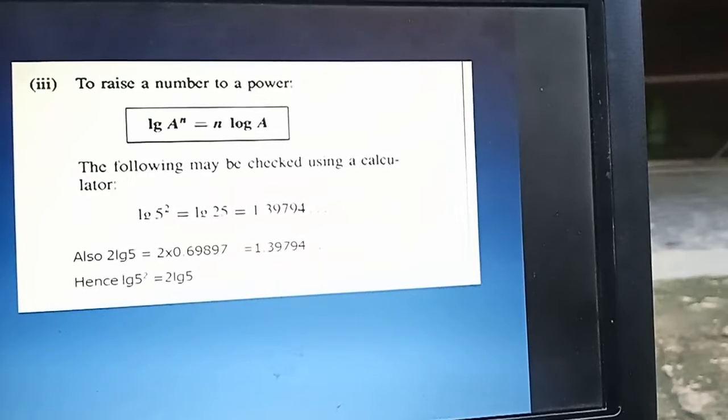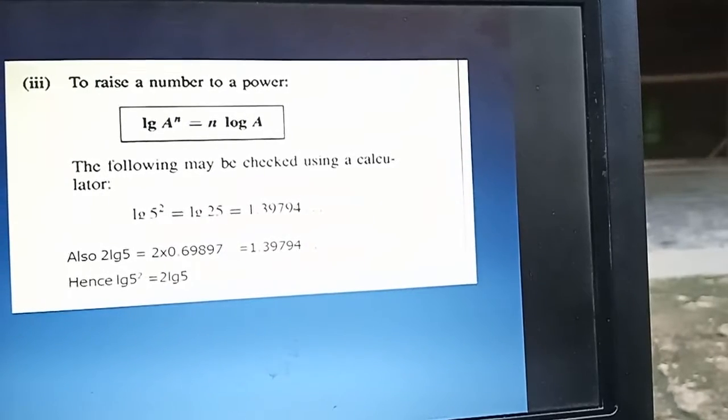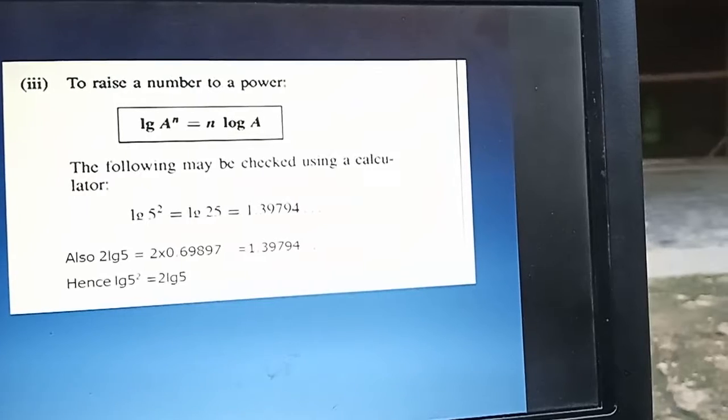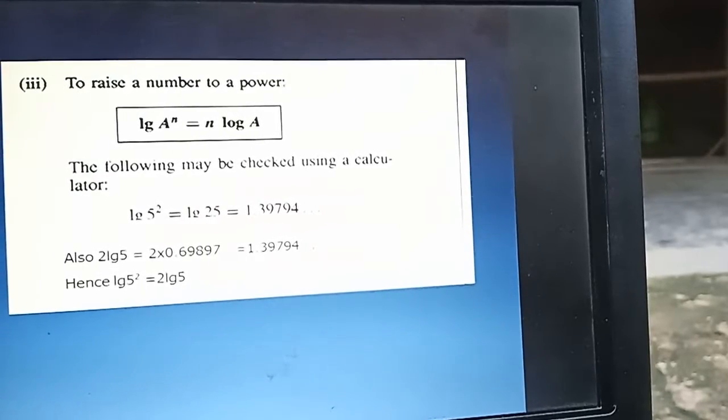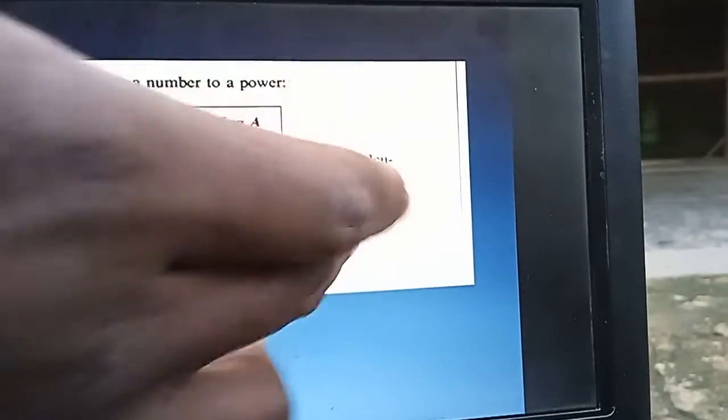Then the third law, to raise a number to a power. When you say to raise a number to a power, it means like having 8 to the power of n, or 2 to the power of 2, or 3 to the power of 3, or 3 to the power of 4: log of a to the power n equals n log a.